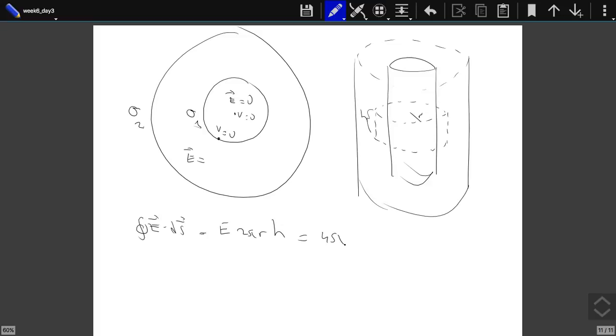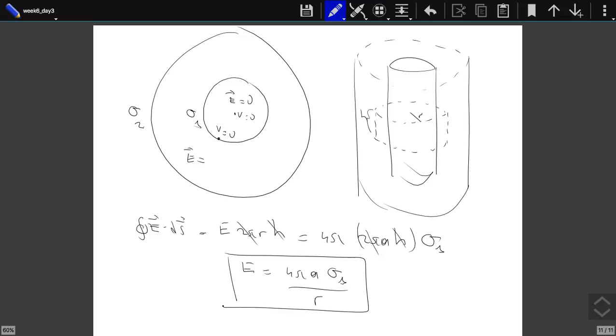Well, the surface charge density is sigma 1, and the total surface within our cylinder is 2 pi a times h, times sigma 1. So the 2 pi's cancel, the h cancels, and we end up having E equal to 4 pi a sigma 1 over r. So this is the electric field between these cylinders.